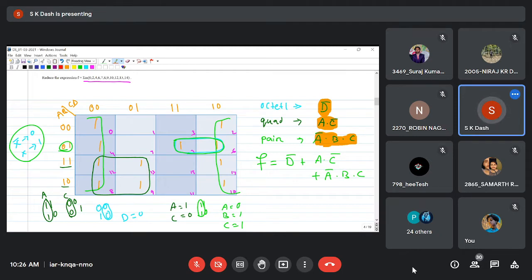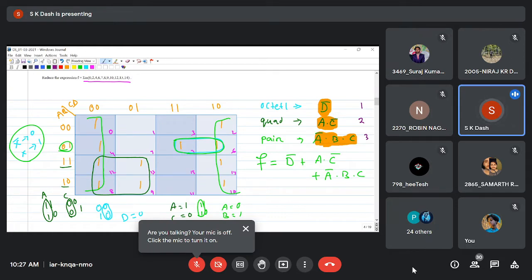Now in this expression, how many inputs are present in an octet? How many inputs are there? 1, 2, 3, 4. So the octet has 1 input, here 2, here 3. So when you form a bigger combination, like an octet in a 4 variable K map, you get 1 input. When you form a quad, you get 2 inputs. When you form a pair, you get 3 inputs only. So obviously by forming a bigger combination, your expression will be reduced.